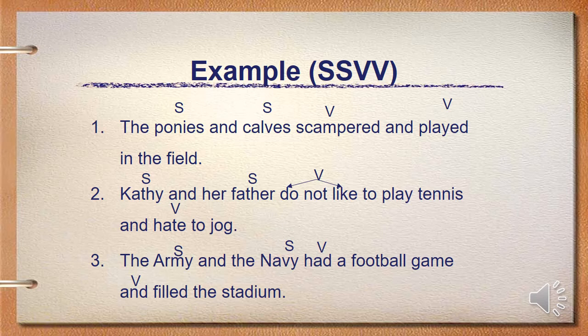Look at the examples. The ponies and calves scampered and played in the field. Kathy and her father do not like to play tennis and hate to jog. The army and the navy had a football game and filled the stadium. So we can see in these sentences we have compound subject and compound verb, or two subjects with two verbs. But actually we can have three subjects or three verbs in a sentence, but they are still a compound subject and compound verb.